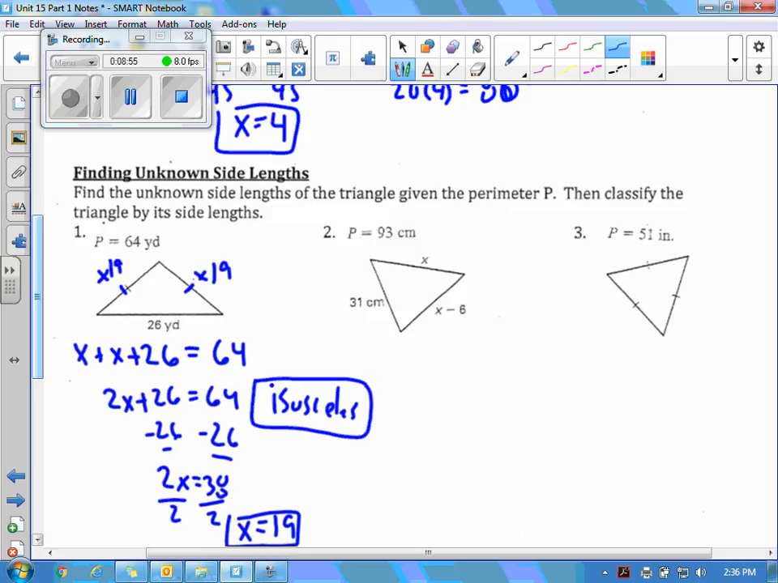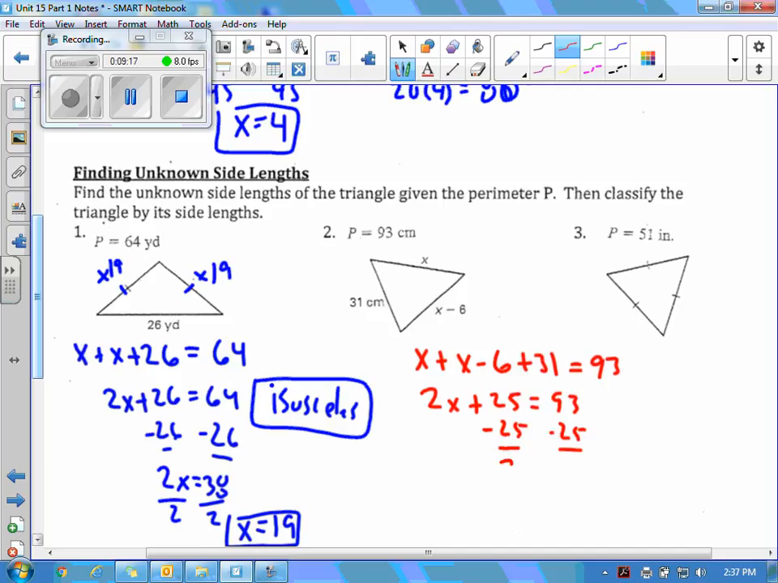For number 2, they give us the perimeter of 93, so I know that when I add my three sides together, so x plus x minus 6 plus 31, it's going to equal a perimeter of 93. So it'll give me 2x plus 25 equals 93. Subtract 25 from both sides. I'll get 2x equals 68. When I divide by 2, I'll get x equals 34.